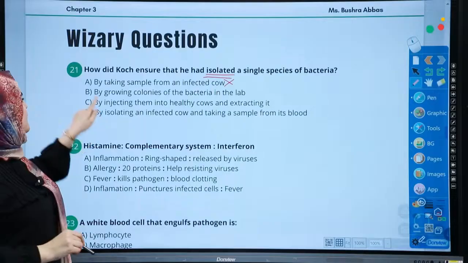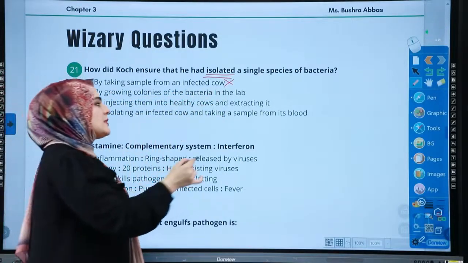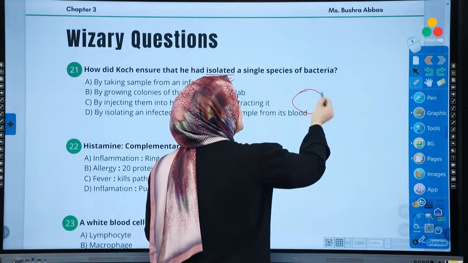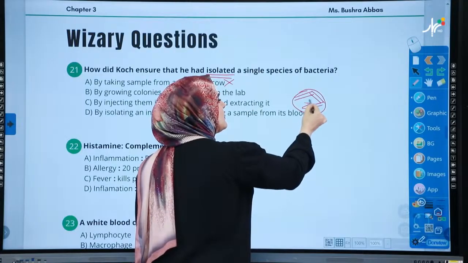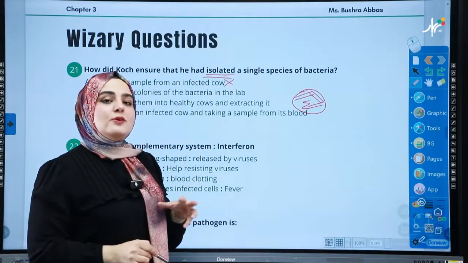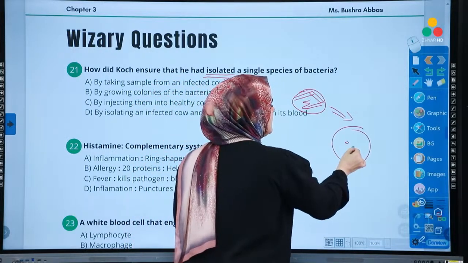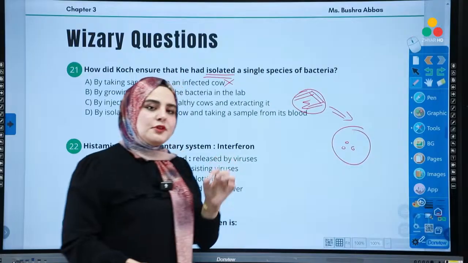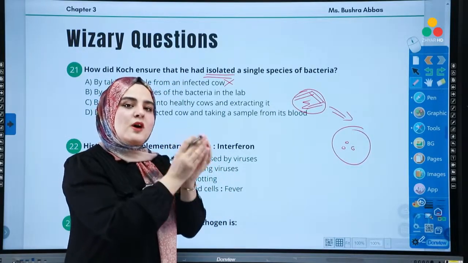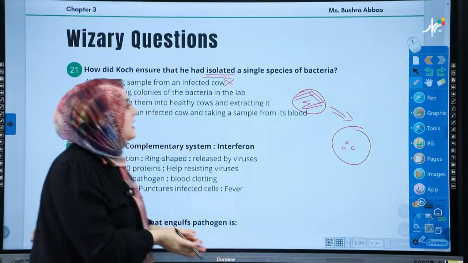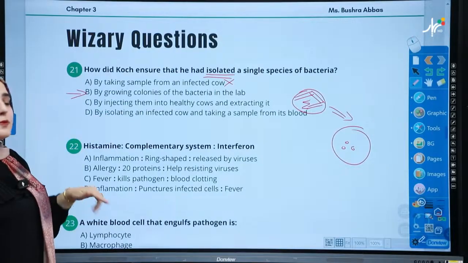Isolation is actually this one: by growing colonies of bacteria in the lab. We have something called a Petri dish, which is filled with agar. When we put our sample here in a certain method, streaking, you end up with single colonies. These colonies developed from one bacterial cell, so it is going to be a pure single species of the bacteria. So we're holding on to this as an answer, but let's see why the others are wrong.